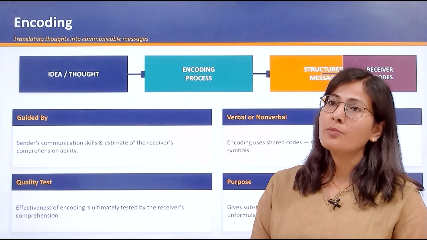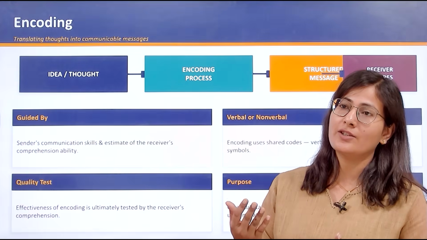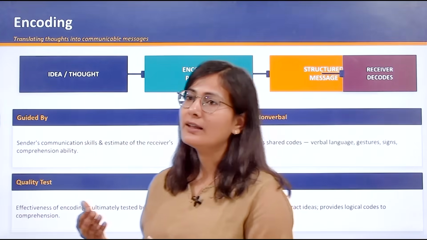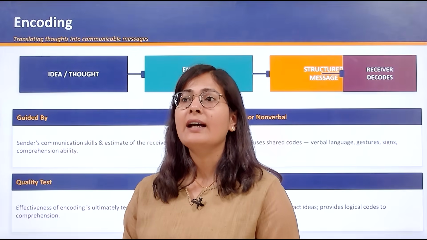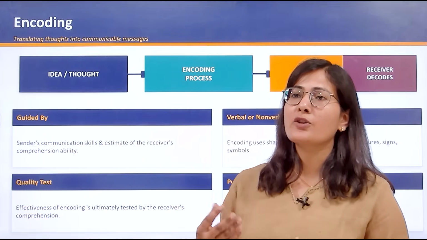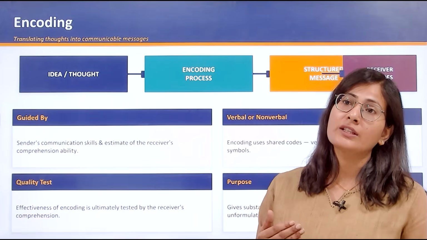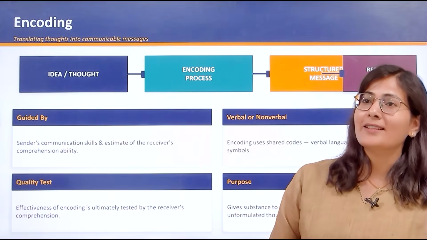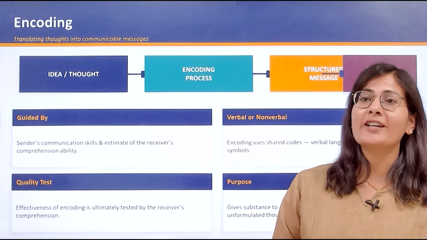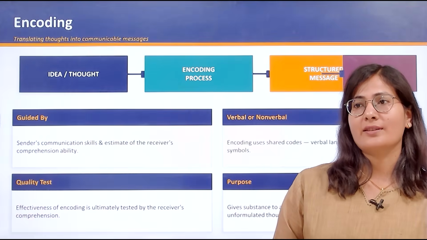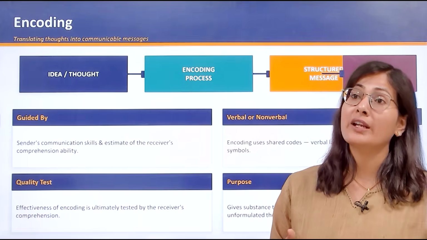And the encoding process involves both verbal and non-verbal elements, because encoding uses a shared code of verbal and non-verbal things. So you may use verbal language as well as gestures, signs and symbols in order to make your communication very effective. Here at this level, there's also a quality test of whether the communication is effective or not, the quality test in terms of effectiveness of encoding.